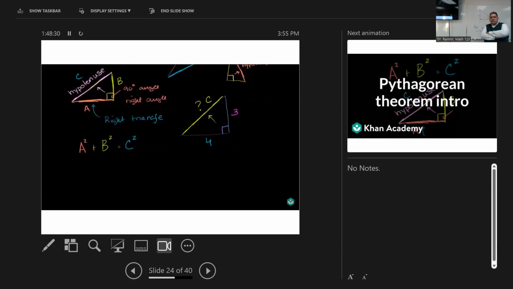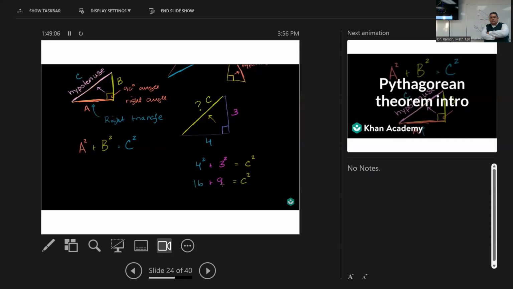It tells us that 4 squared, one of the shorter sides, plus 3 squared, another of the shorter sides, is going to be equal to this longer side squared. The hypotenuse squared is going to be equal to c squared. And then you just solve for c. So 4 squared is the same thing as 4 times 4. That is 16. And 3 squared is the same thing as 3 times 3. So that is 9. And that is going to be equal to c squared.